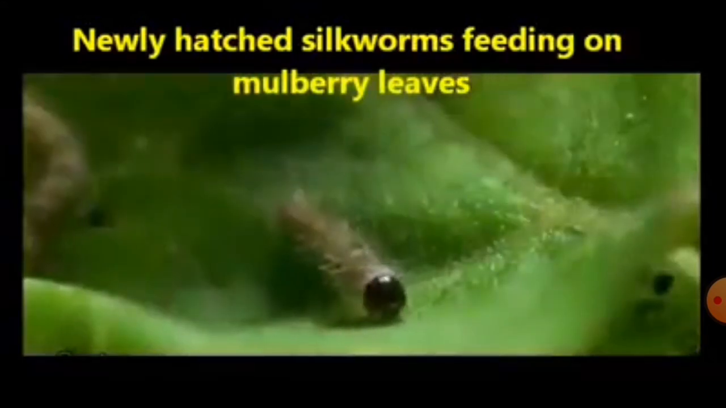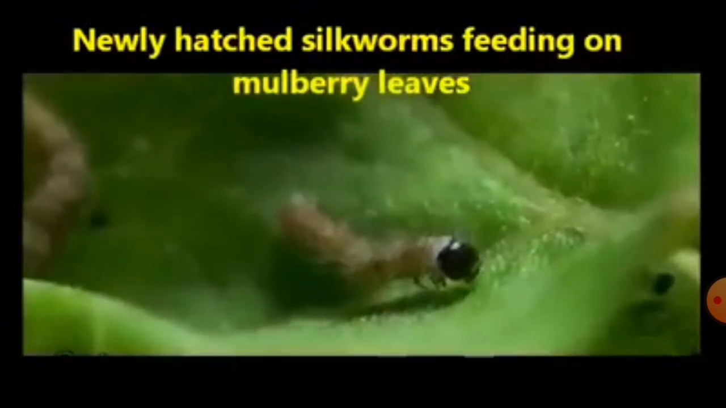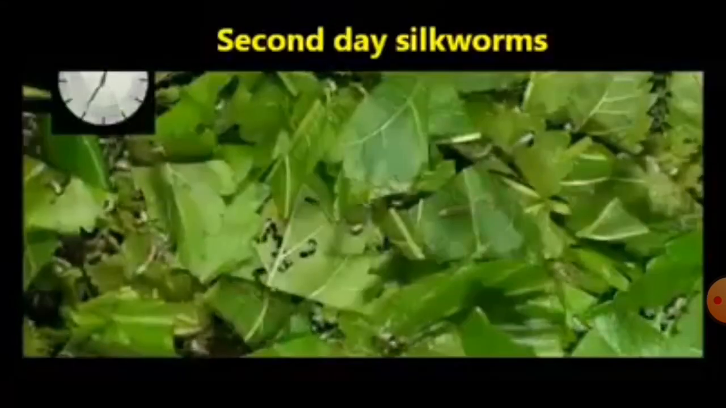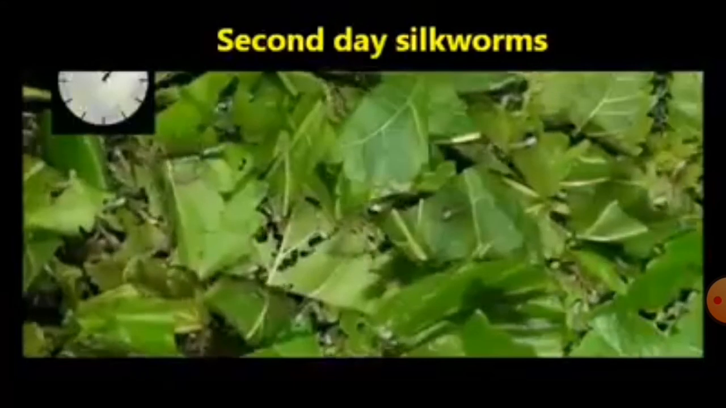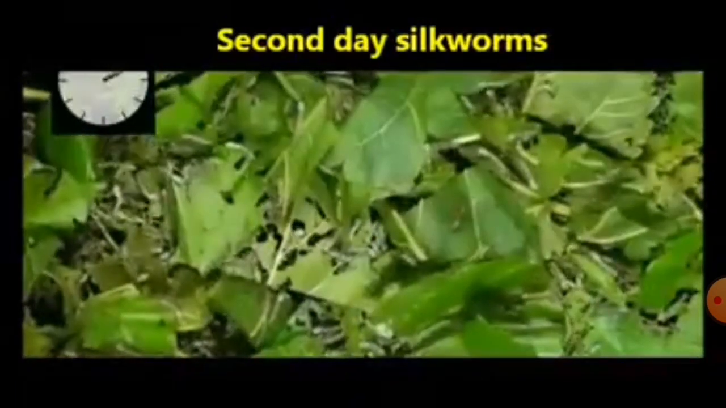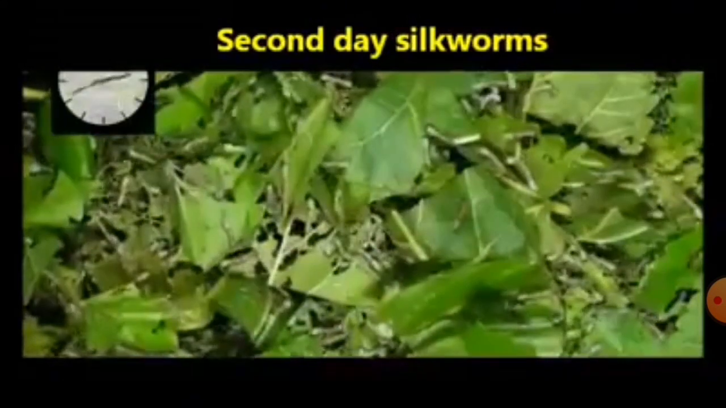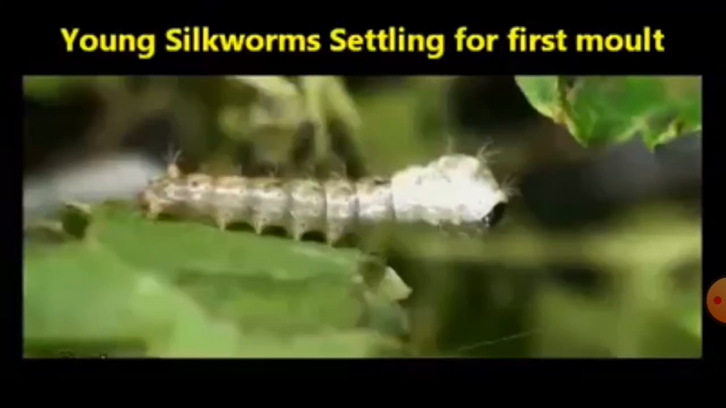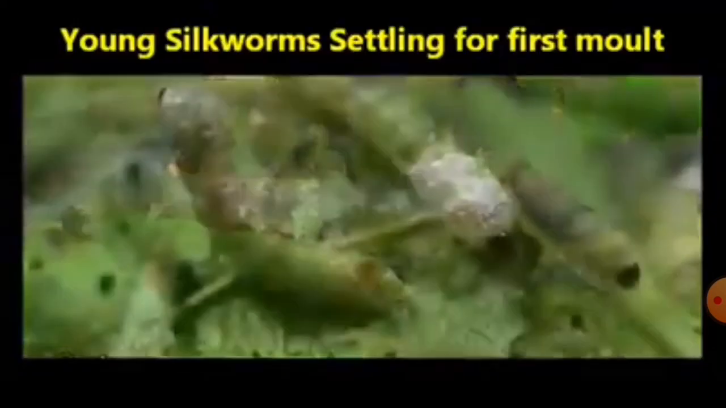Mulberry is a type of plant, and mainly all these silkworms feed on mulberry leaves. After birth, in the caterpillar stage, these silkworms are very greedy, and with a very fast speed they start to eat all the mulberry leaves.